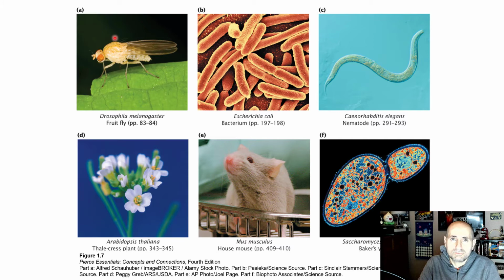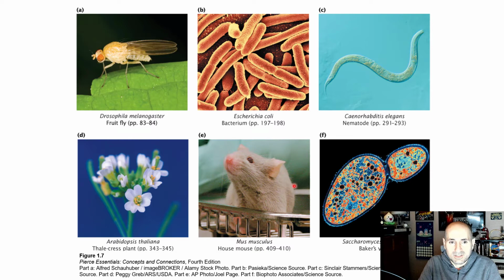E. coli was amazing for gene expression, transcription, translation. Also, like I said, you could use E. coli to express human genes like insulin. C. elegans was amazing because they know exactly where every neuron is in this creature, so it's great for studying neural development. Arabidopsis was amazing for studying a process known as RNAi, or RNA interference.